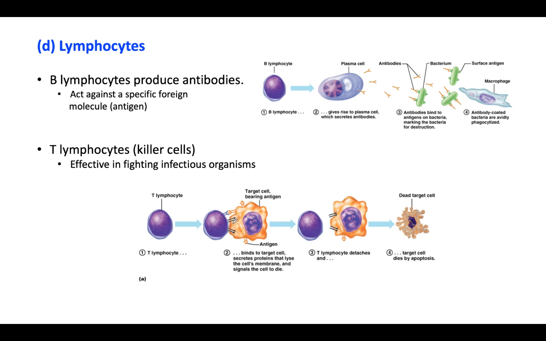This cell, the orange color cell, is infected by a foreign cell. Then the orange cell produces antigen and puts the antigen on its membrane. It's like a flag or a tag. This flag antigen can be recognized by T lymphocyte. Then T lymphocyte binds to this antigen of the infected cell.